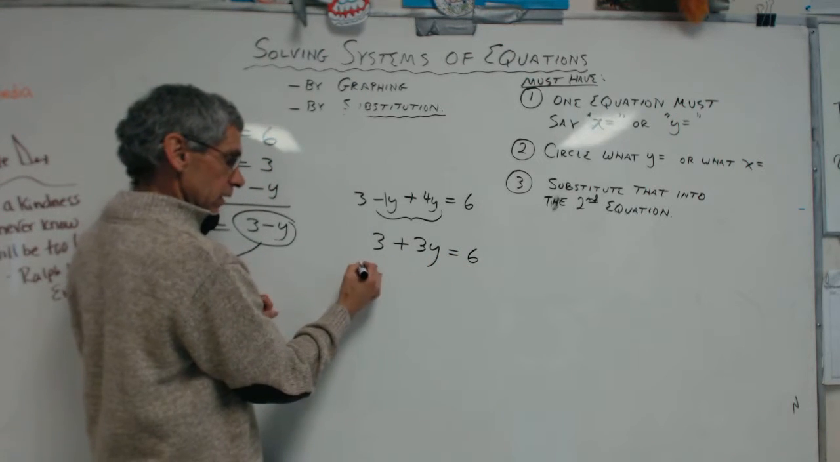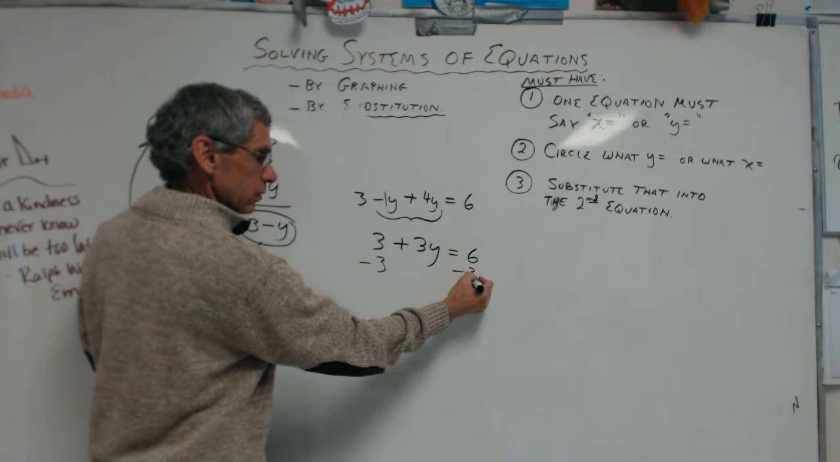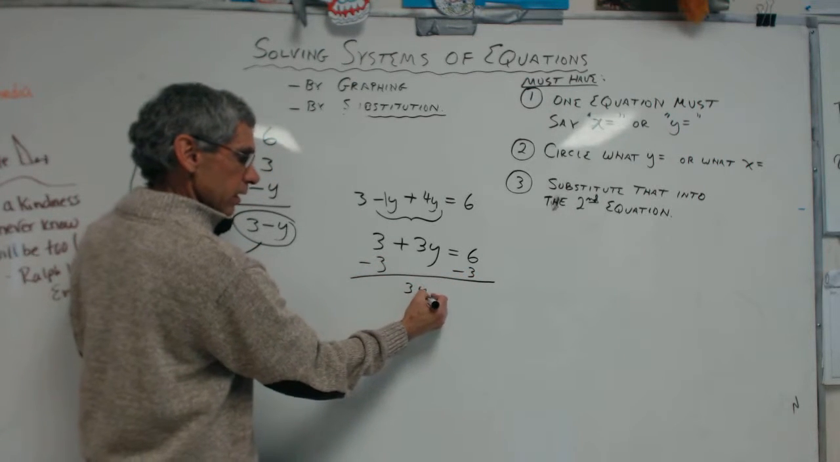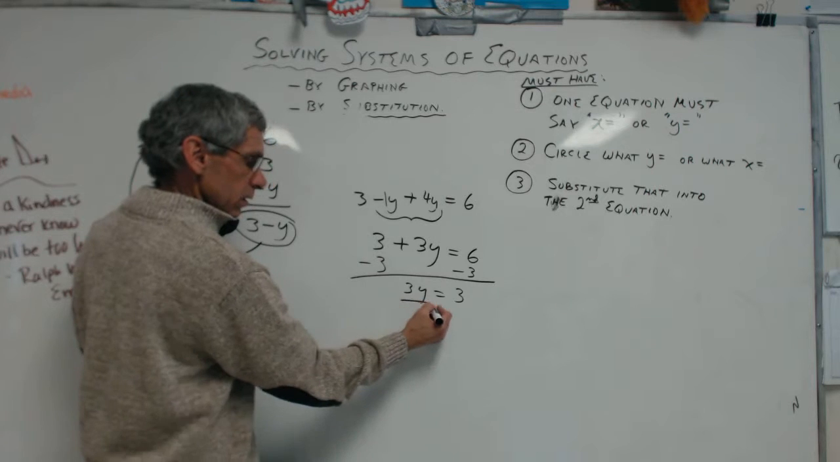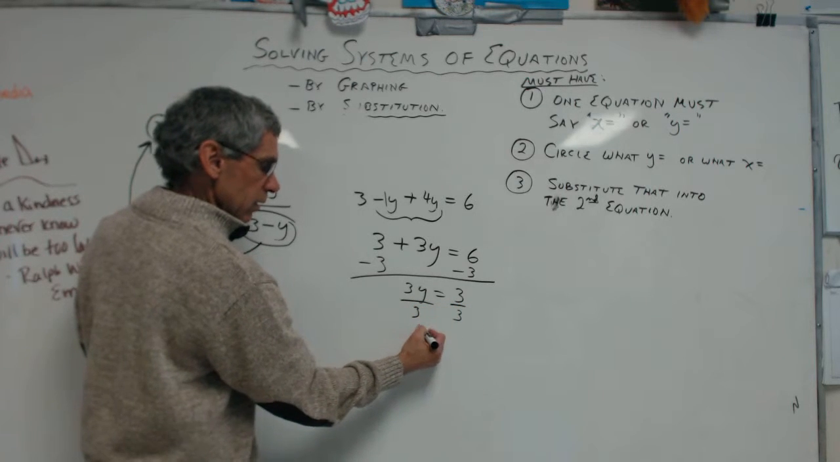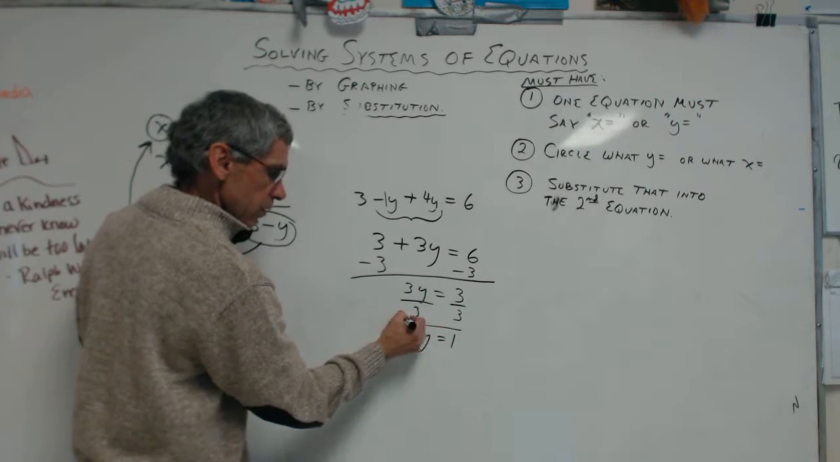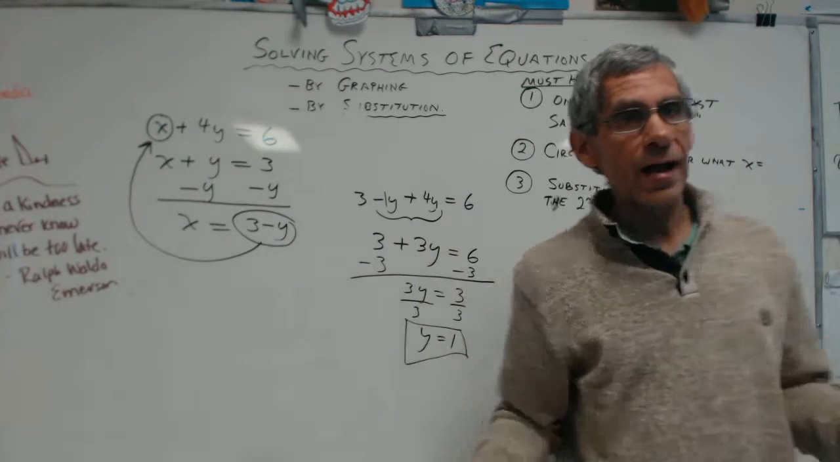And now, let's see, I'll get rid of the 3, subtract 3, subtract 3. 3y is equal to 3. Divide by 3, divide by 3. Y is equal to 1. Okay, I found my y.